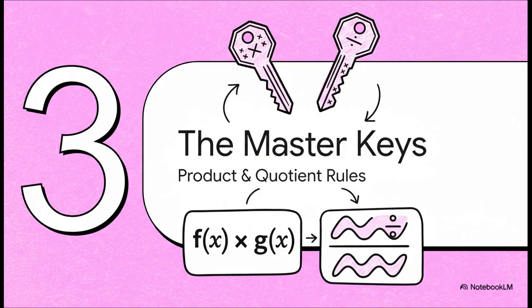All right, so handling polynomials is now a piece of cake. But what happens when functions get a little more entangled? You know, when they're multiplied together, or when one is divided by another? For that, we need to bring out the big guns, the master keys, the product rule and the quotient rule.